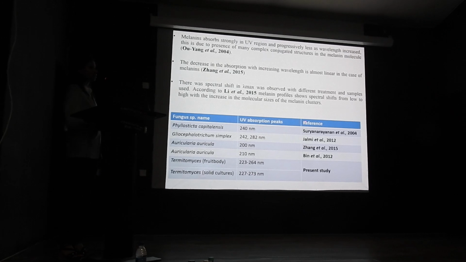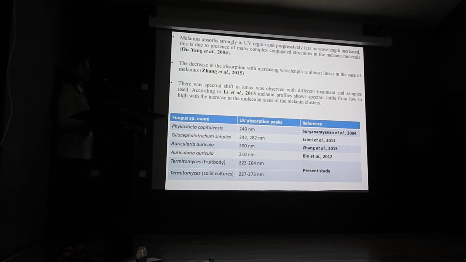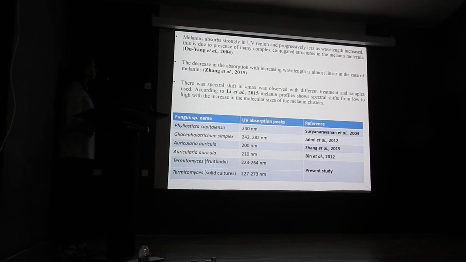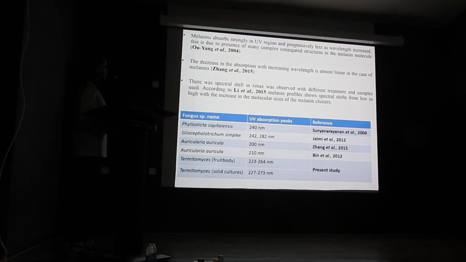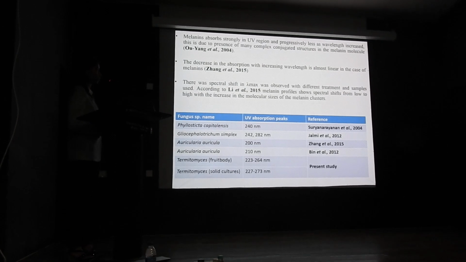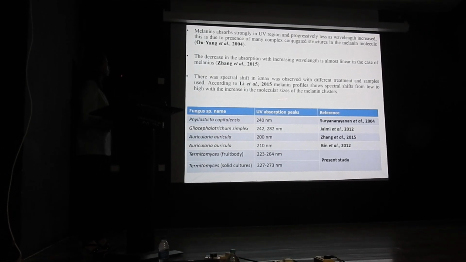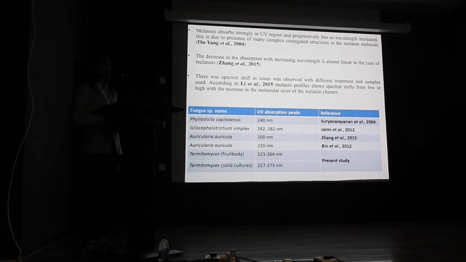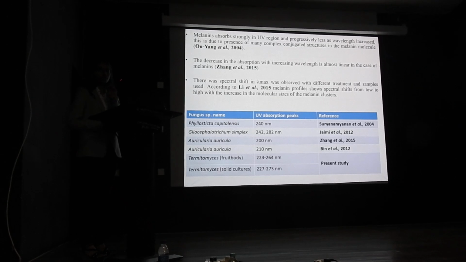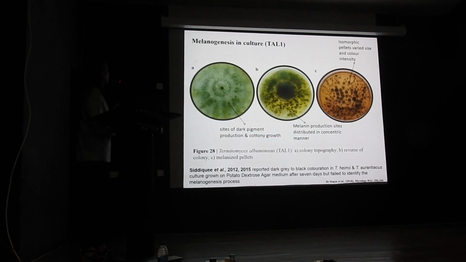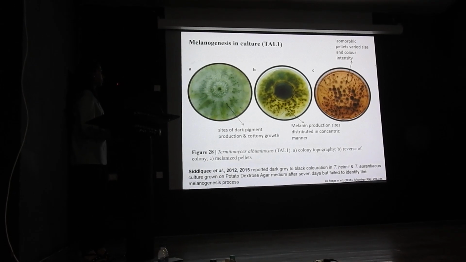When you compare the UV-visible absorbance, it was seen that the Termitomyces fruit body showed a variation because various parts were examined, and 223 to 264 nanometers was seen in the fruit body, whereas in solid culture 227 to 273 nanometers was observed. So a spectral shift was observed, maybe due to the increase in the molecular sizes of nanoclusters. In the same studies you will see there are nanoclusters in this melanin. This is how the culture looks in the solid state, and the pellet forming in the liquid.